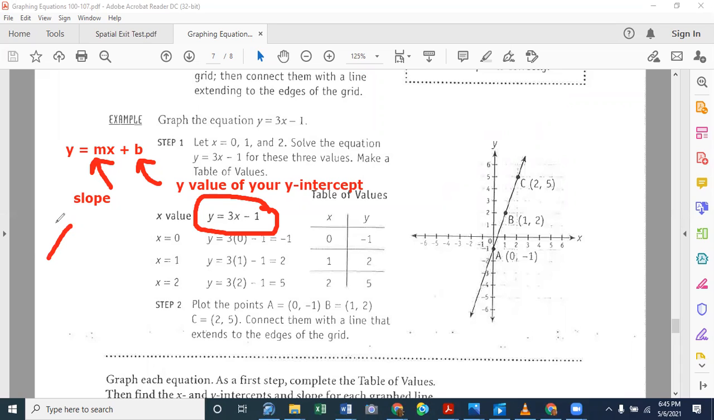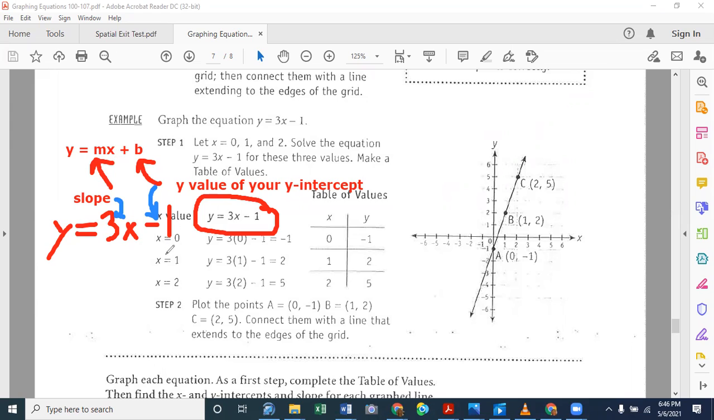Well, y equals 3x minus 1. The slope is 3, and the y-intercept is -1. Knowing just those two things, we can graph the line. We can graph it because with 2 points, you can connect the dots and make a line.